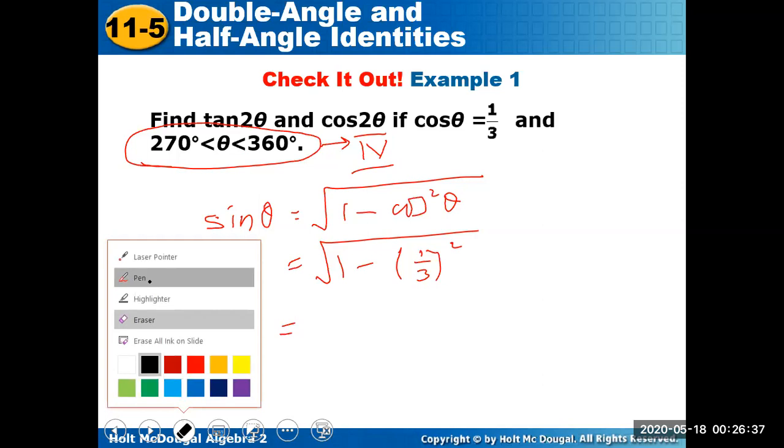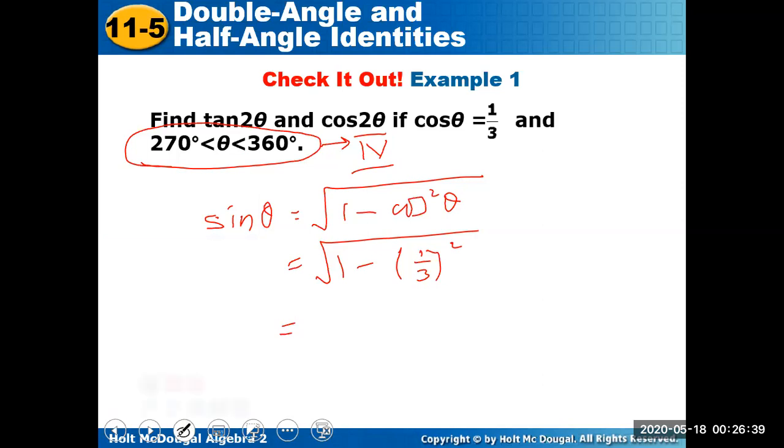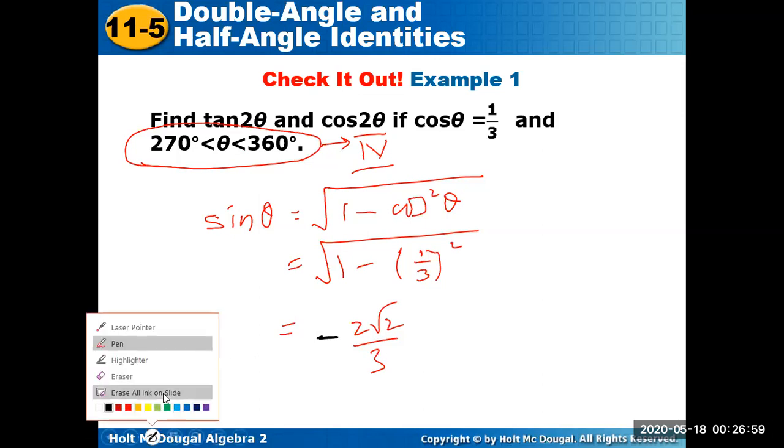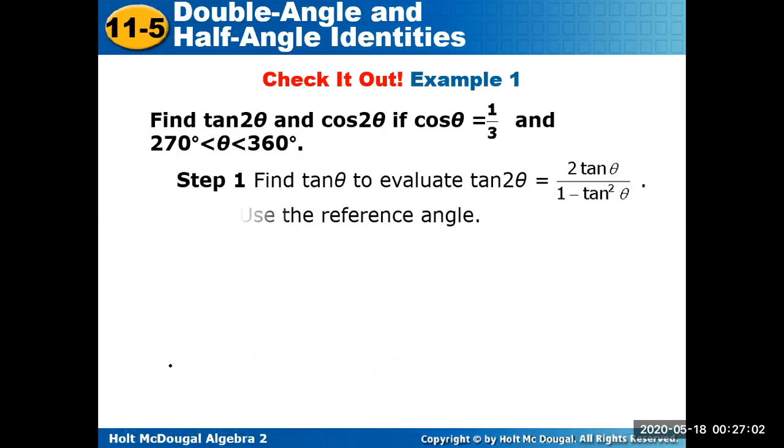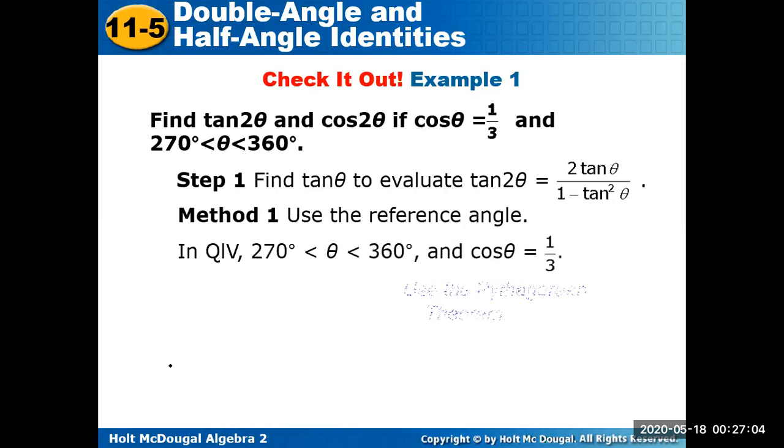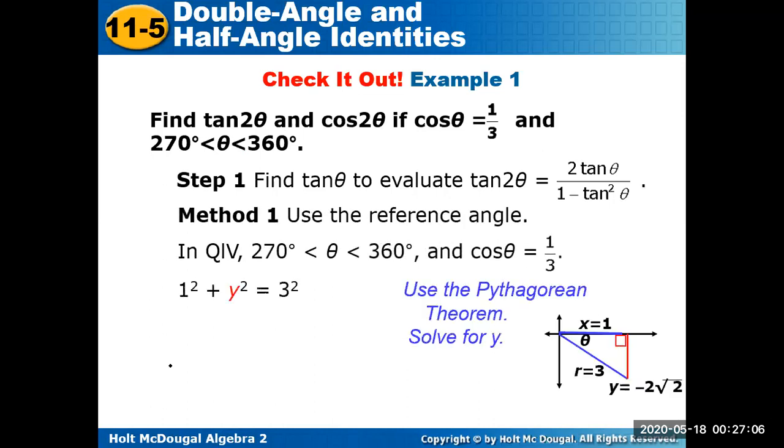So the answer is 2 root 2 over 3, but since it is in the fourth quadrant, we have to add a negative sign. This is if you are using the formula method. You can try the triangle method if you prefer that. It's up to you. So here they use the triangle method, and let's see what they found.